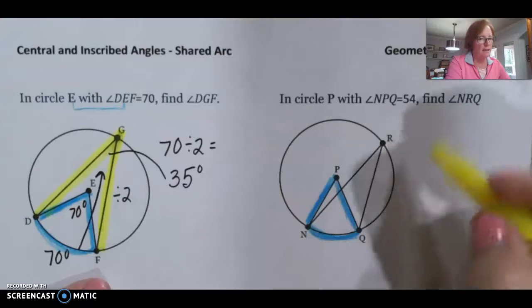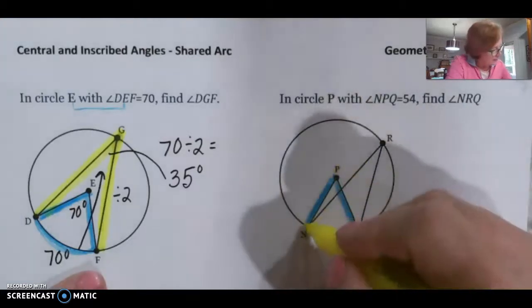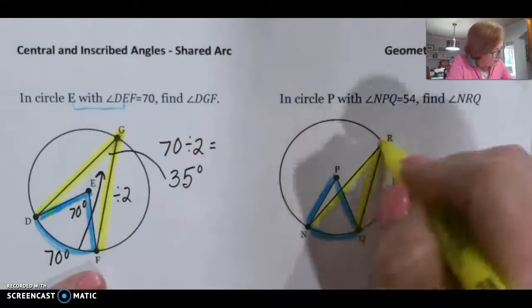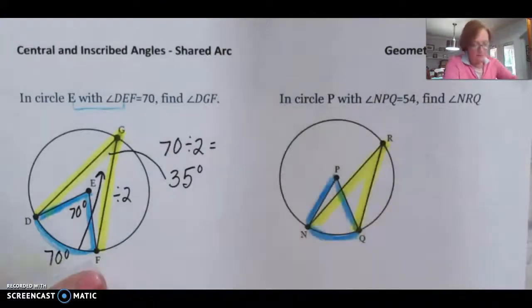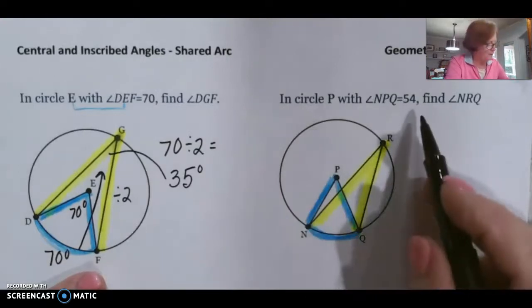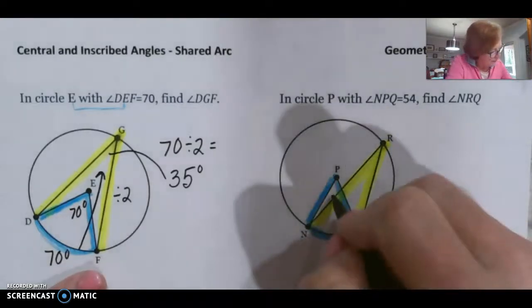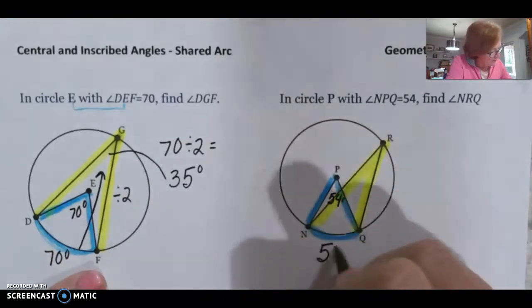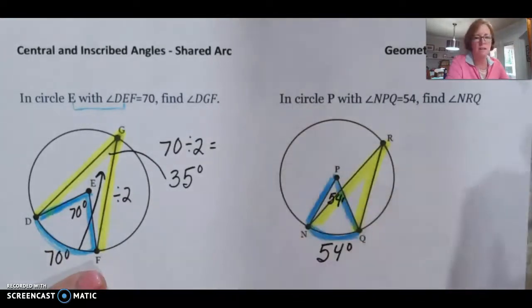Now I'm going to highlight in yellow the little one. N to R to Q is going to be little. It's going to be yellow. Okay, where are the numbers? 54 is the angle in the middle, which means the arc is also 54.